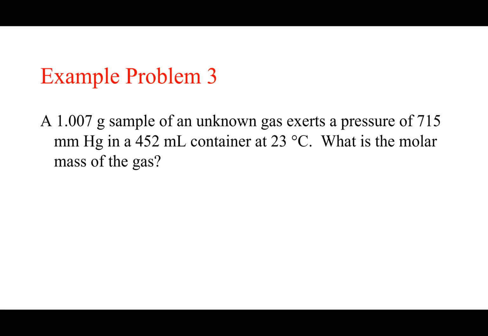Now, in the back of my mind, when I see that, I'm going to have to convert that to atmospheres if I use my ideal gas law constant. And it gives me a volume of 452 milliliters. I'm going to have to convert that to liters if I'm going to use my ideal gas law constant. It also gives me the temperature, 23 degrees Celsius, which, darn it, I'm going to have to add 273 to get it to Kelvin. We can do that.